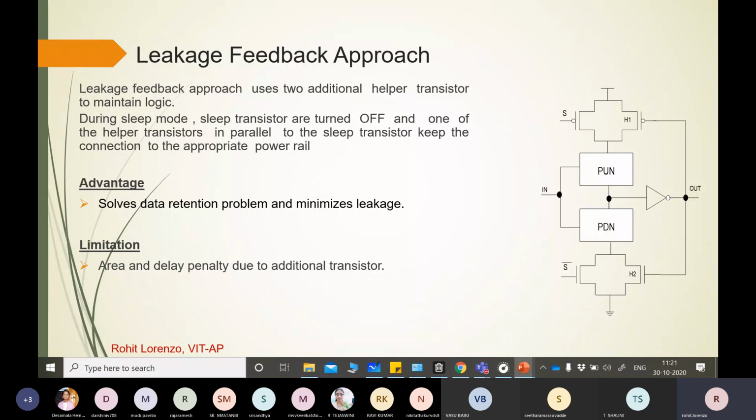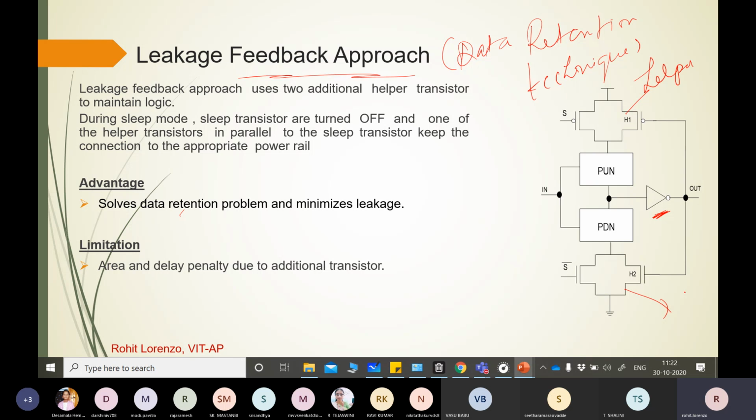Now another technique, that is the leakage feedback approach. So the leakage feedback approach is a data retention technique. What they are doing in this, suppose this is the circuit, they are placing one inverter here and it is connected to the two helper transistors. So this is helper, this is helper. So two sleep transistors and two helper transistors are there. Okay, so the problem that we faced in MTCMOS, the floating problem, we can solve here.